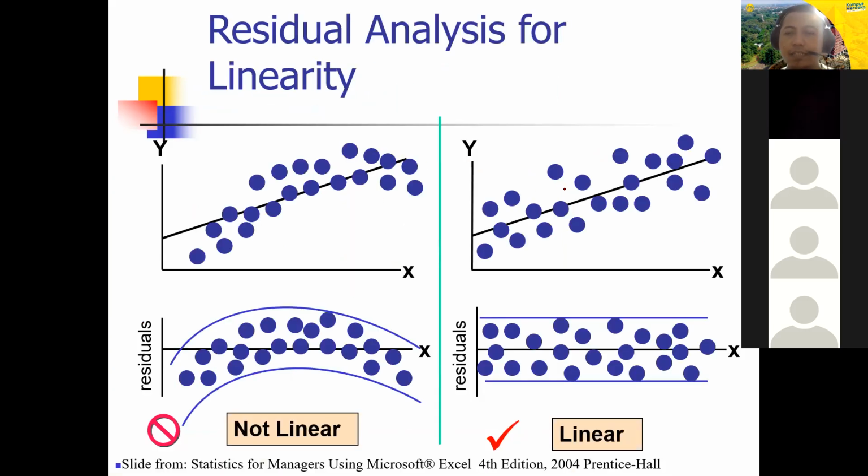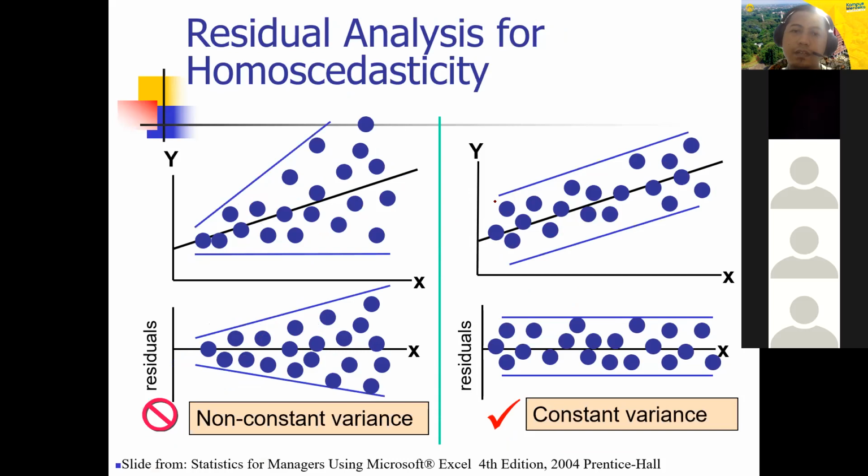And if you plot the residual data, if you have it like this, this will conclude that the data is non-linear. Also, if the residual data looks like this, this is also non-linear. But if the residual data looks like this or like this, then it is linear.